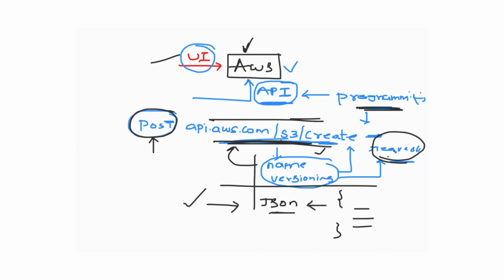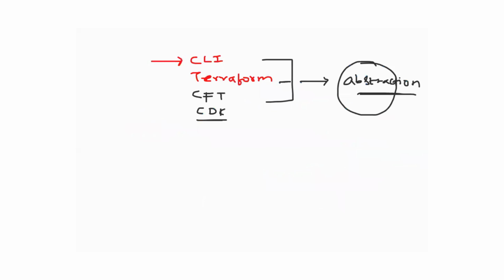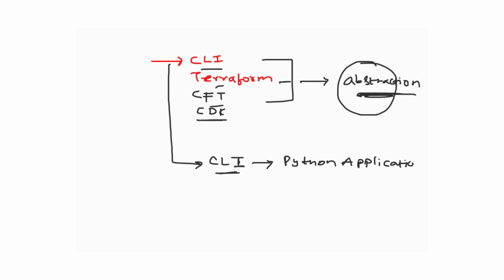So that's why these tools said, hey, DevOps engineers, don't worry about it. Whether it is CLI, Terraform, CFT, you don't need to programmatically write anything because we created an abstraction layer. So if we talk about the CLI for now, what AWS CLI says is, okay, I created a Python application for you. AWS has created a Python application for us. All that we need to do is install this Python application.